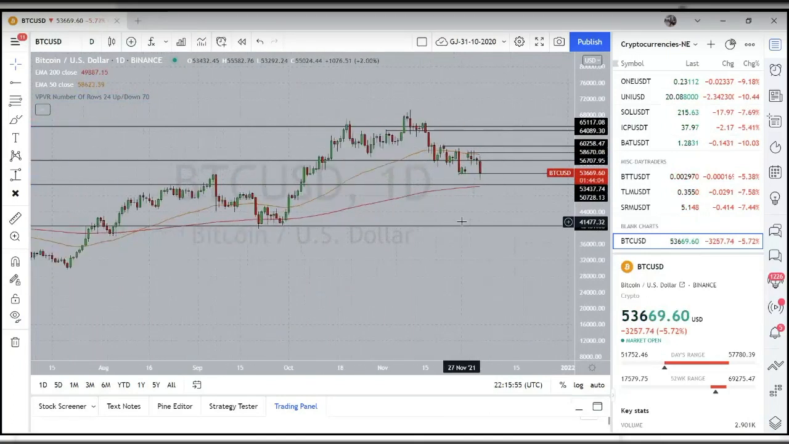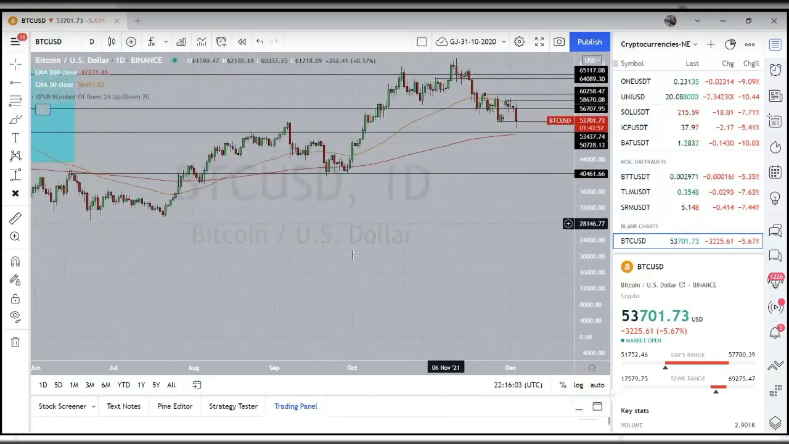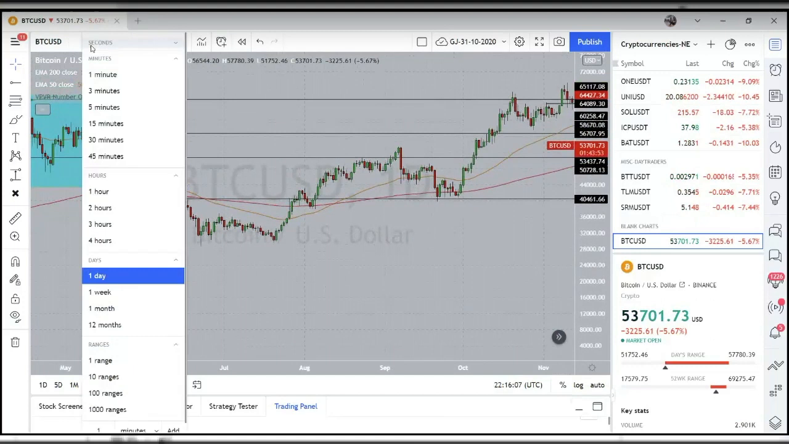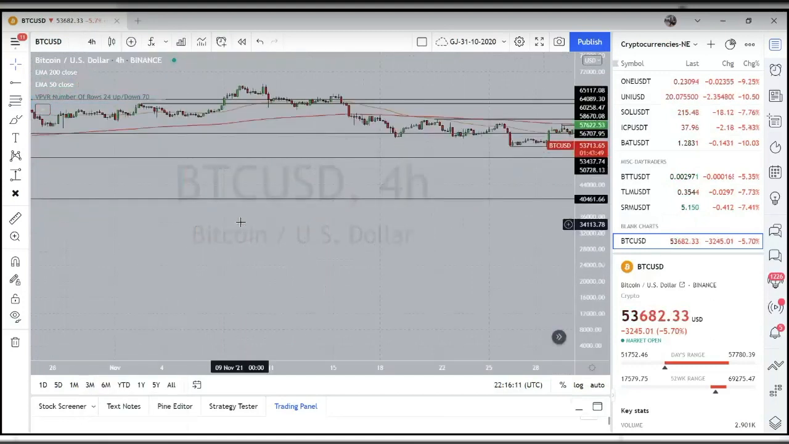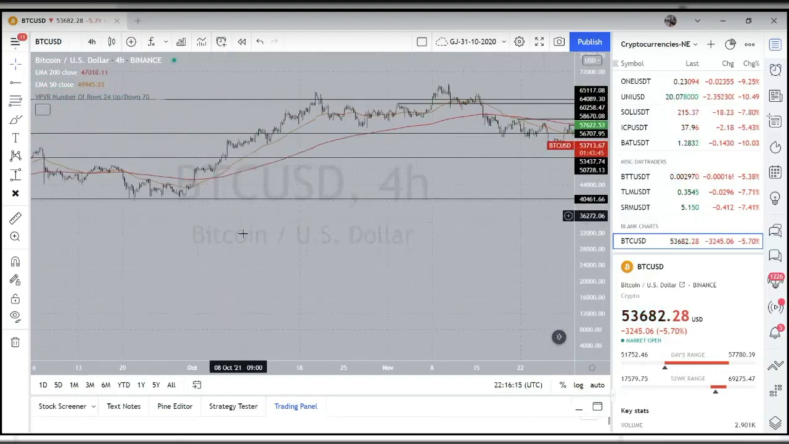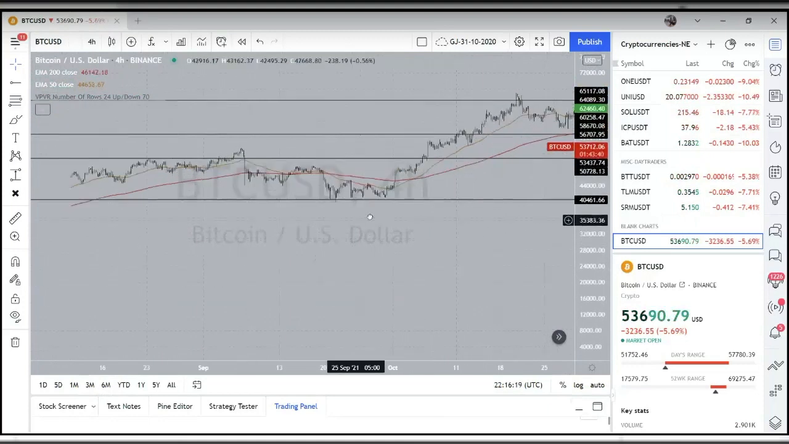I might explain why at the end. There's not much left for me to say for this presentation. So let's go down into the 4-hourly and hourly just to see how these work, because I believe they work a bit better. You can see clearer how the market uses them as support and resistance.